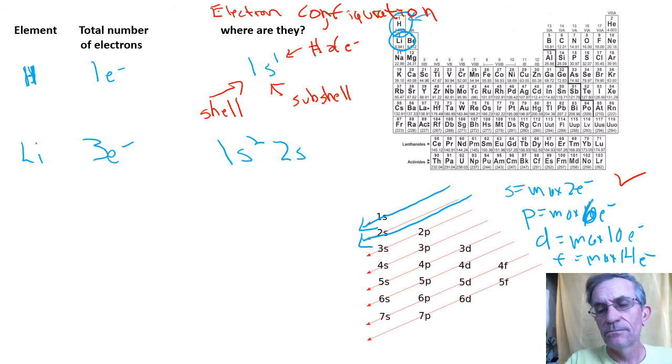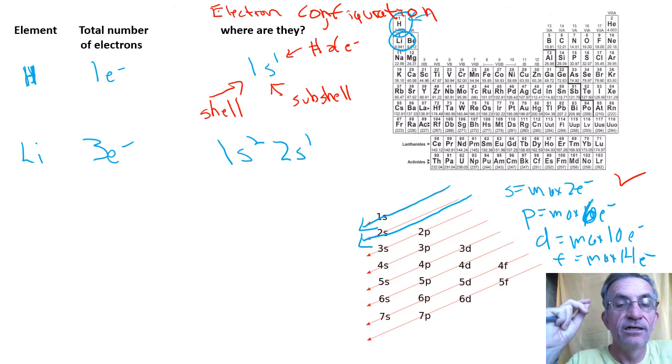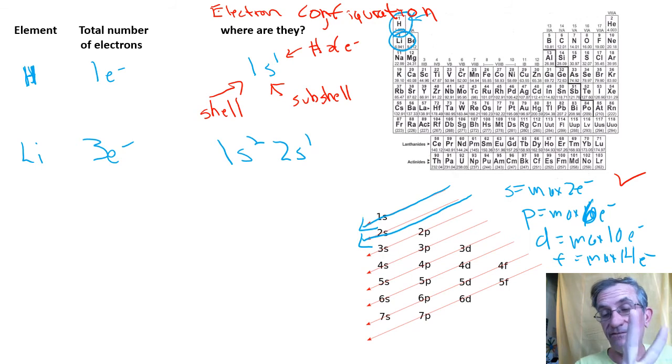Now, there's only one more electron to go, and that one electron is going to be in the 2s shell. So this is how the electrons are arranged. 1s2, there's 2 in that level. 2s1, there's 1 in that level. All right, so that's called an electron configuration.